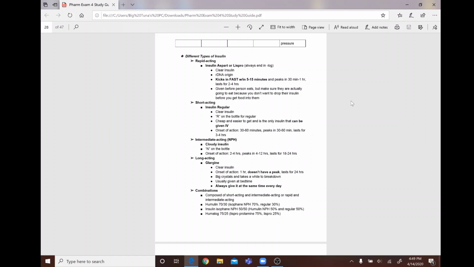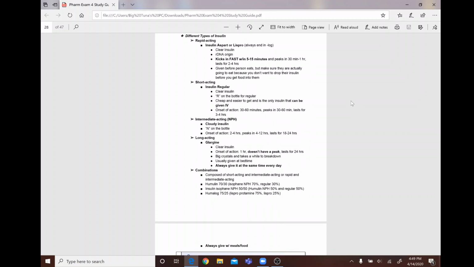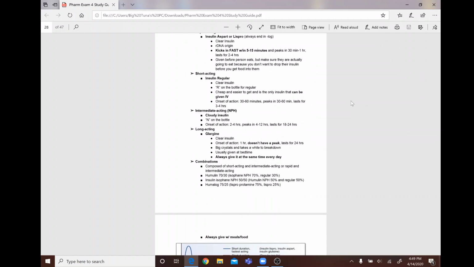It's cheap and easier to get, and is the only insulin that can be given IV. Onset of action is 30 to 60 minutes. Peaks 30 to 60 minutes. Lasts 3 to 4 hours.